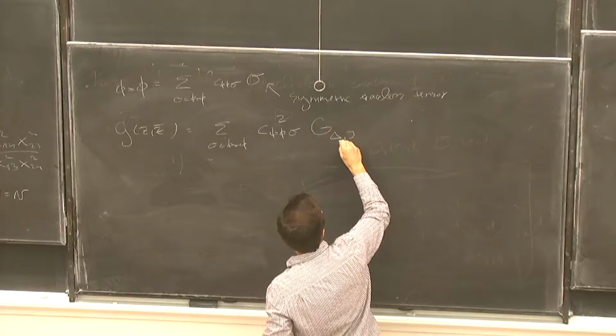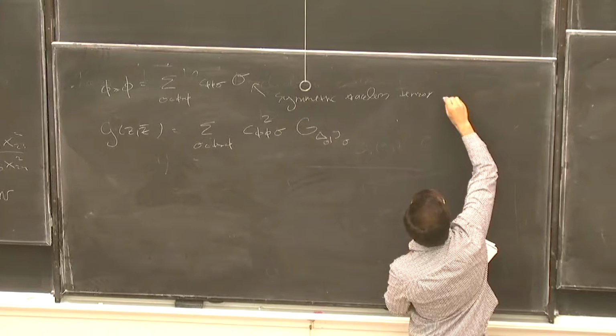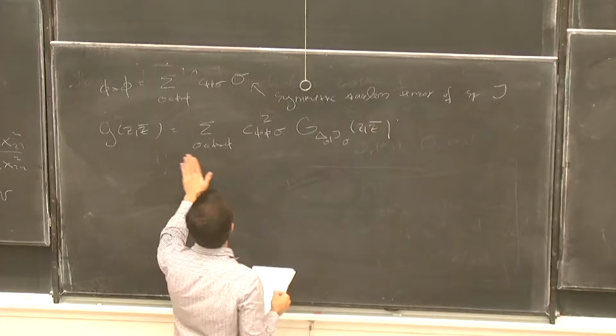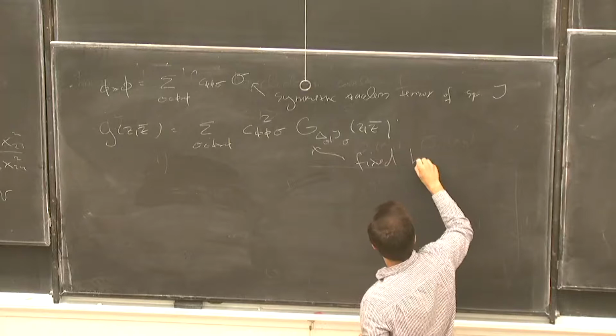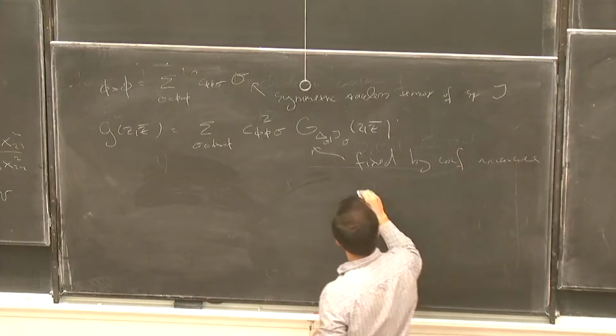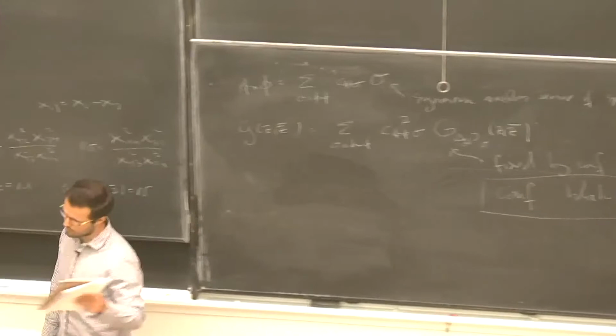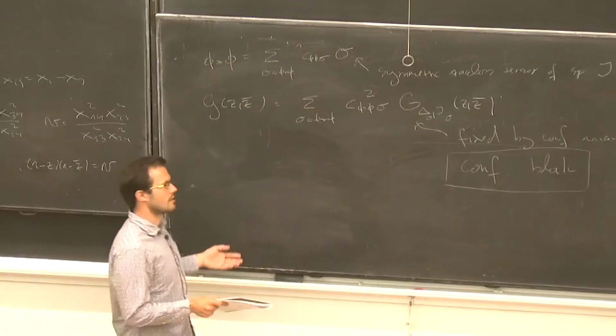So O is going to be a symmetric traceless tensor of spin J. J is just the number of indices of the tensor. So this object is fixed by conformal invariance, and it's called a conformal block. And it is known in essentially closed form in any situation now. In the last couple of years, there has been a lot of progress in understanding general conformal blocks.